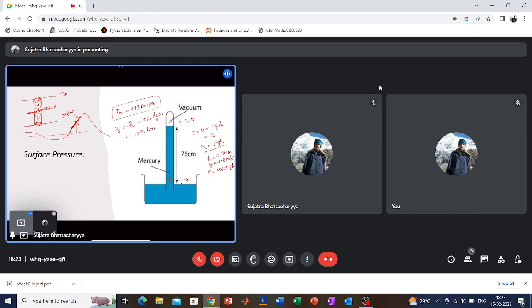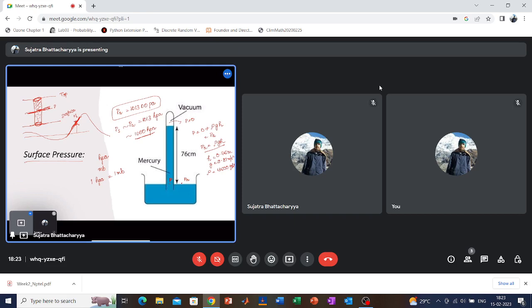Two units of pressure widely used in the atmosphere are the hectopascal and the millibar. The relation between them is that 1 hectopascal is equal to 1 millibar. So we generally take the surface pressure to be 1000 hectopascals, instead of 1013. But if you take 1013 hectopascals, the numerical will be solved properly. Fine, this is the concept of surface pressure, which is nothing but the atmospheric pressure.